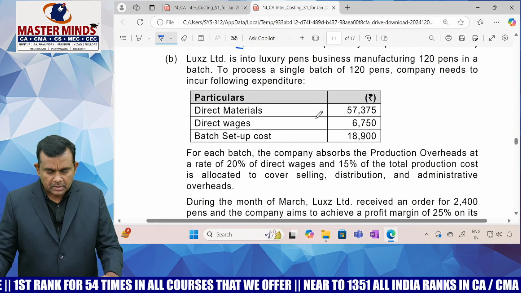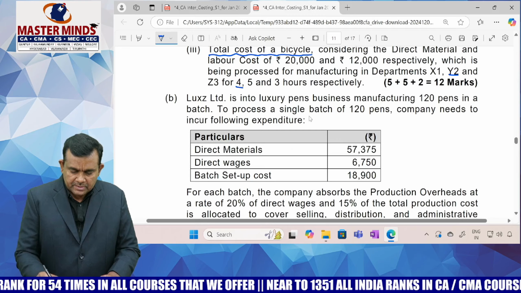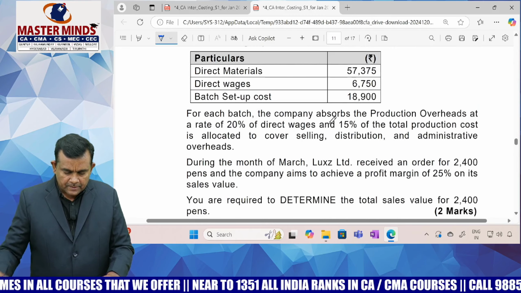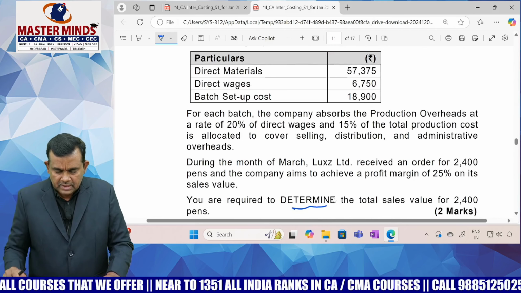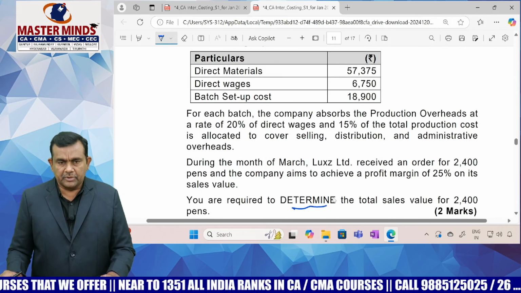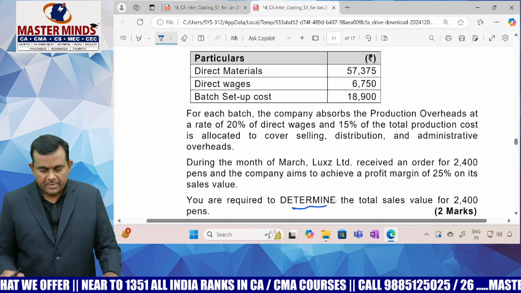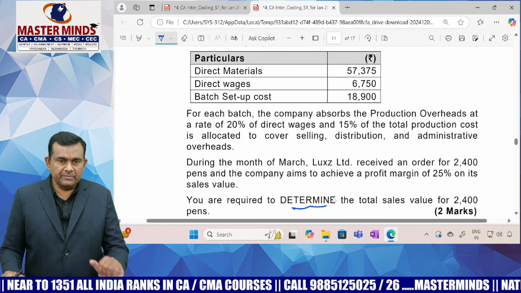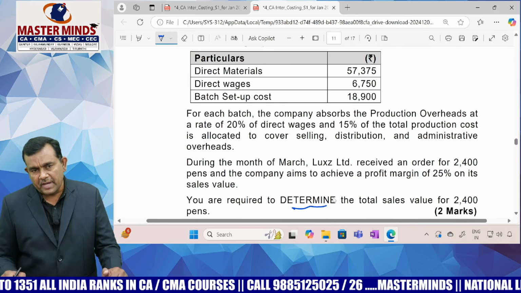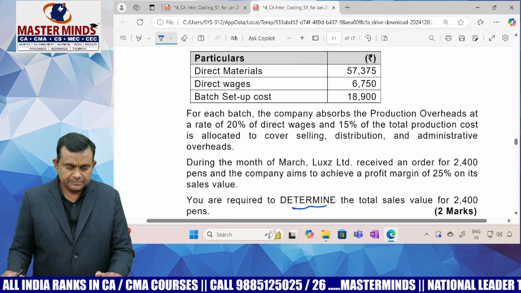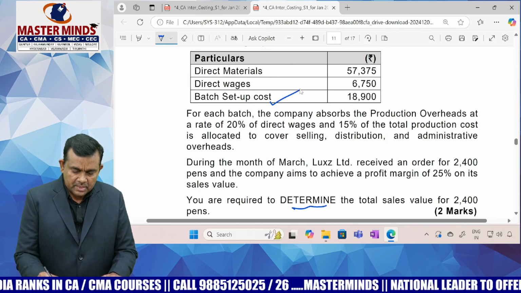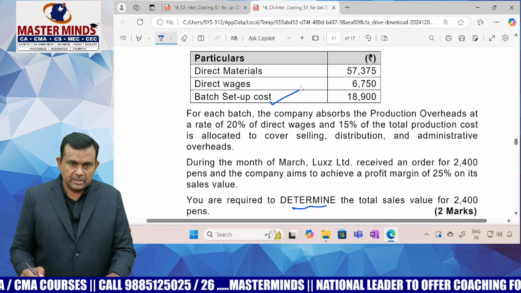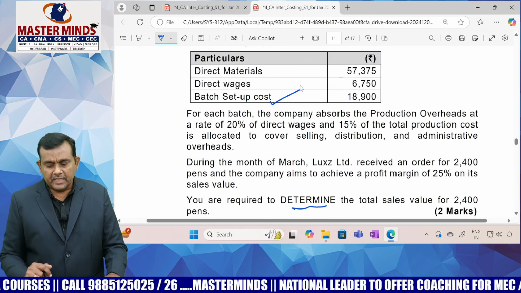B. So this is the batch costing, sir. This question is related to batch costing. You are required to determine the total sale value for 2,400 pens. So here batch size is 2,400, sir. So material cost incurred for a given batch, labor cost incurred for a given batch, will get prime cost. So here batch setup cost also given. Next, overheads also given. So one by one add them, we'll get the total cost.